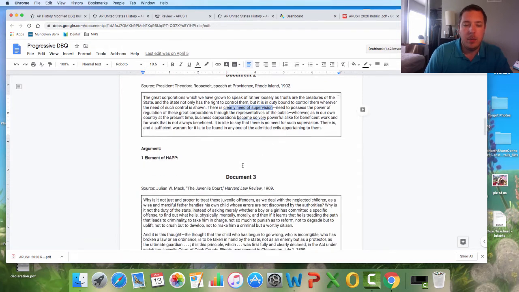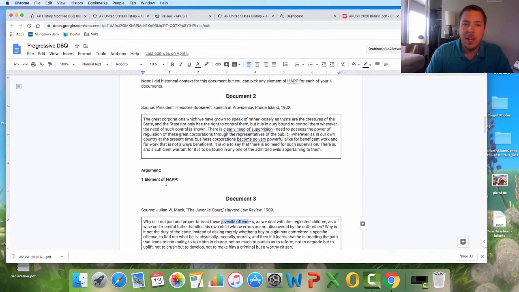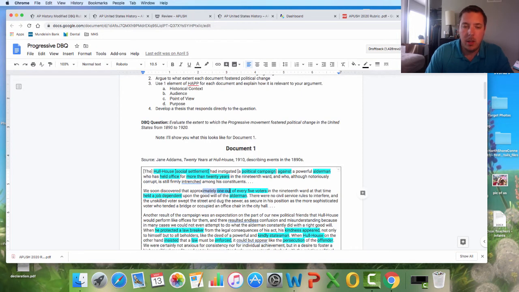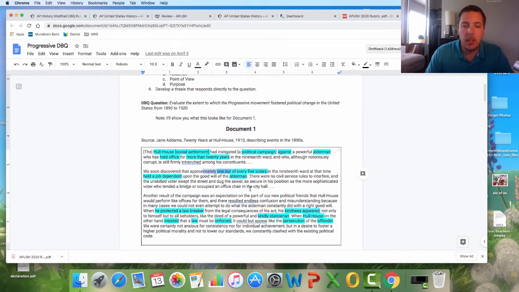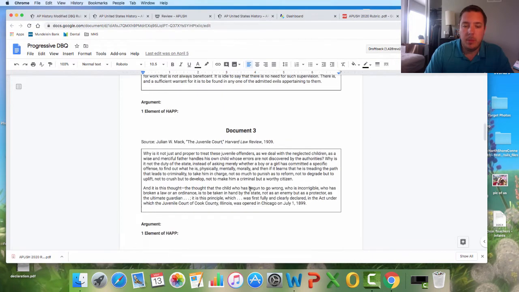Then as you get into Doc 3, it's juvenile offenders, talking about the entrenchment of public school systems, but also how they're viewing the youth. So in this case, not so successful in dealing with political corruption and the spoils system, but successful in reforming the criminal justice system. Notice how I'm putting them into categories that could potentially form my thesis.